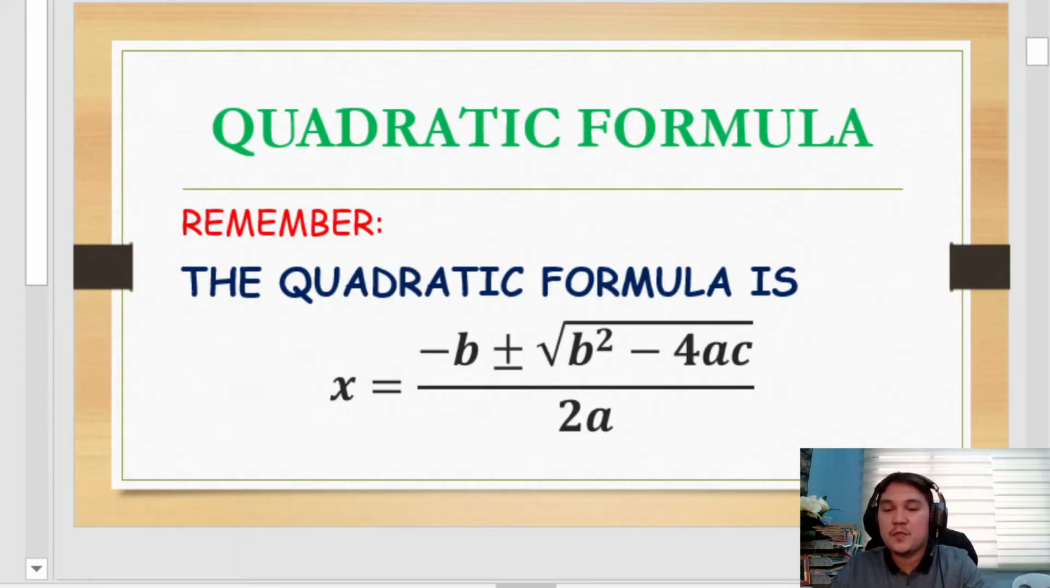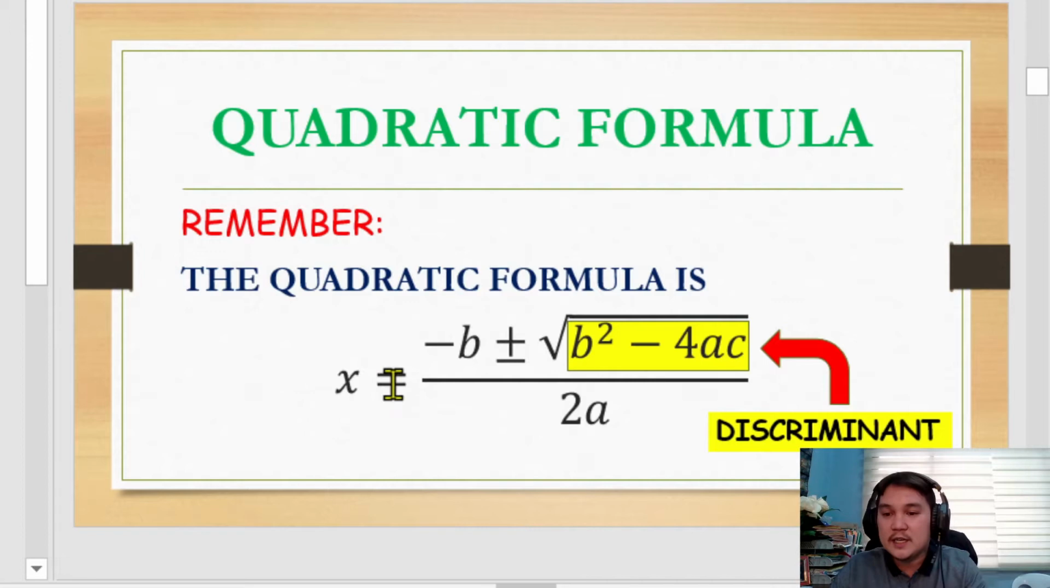Quadratic formula. First, we need to remember, the quadratic formula is x is equal to negative b plus minus square root of b squared minus 4ac all over 2a. In the quadratic formula, b squared minus 4ac is our discriminant.